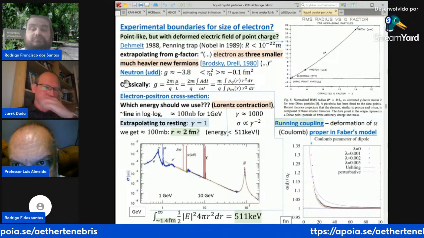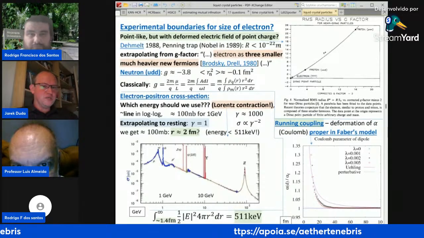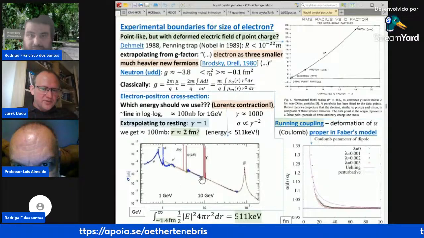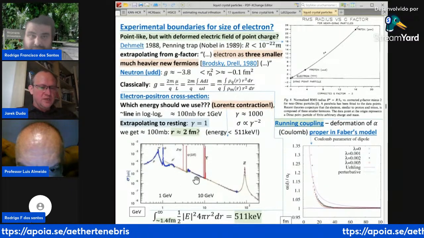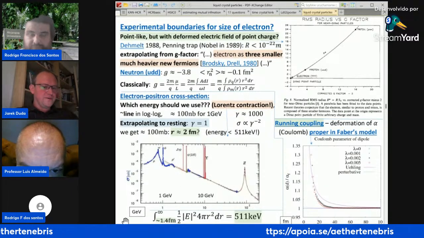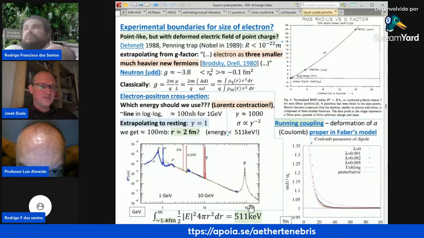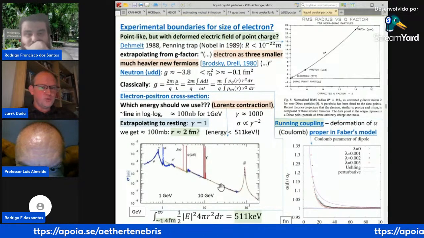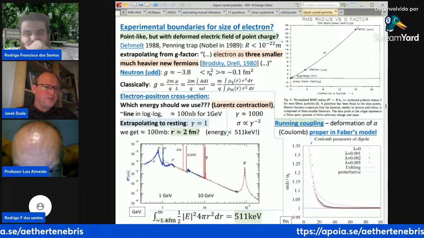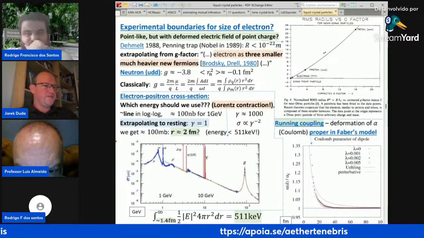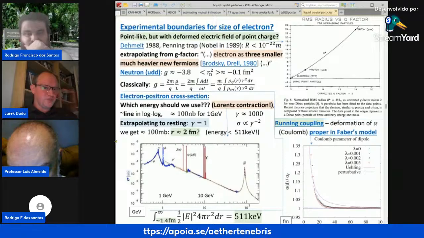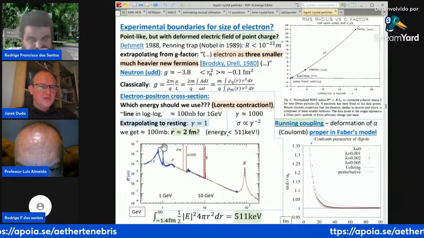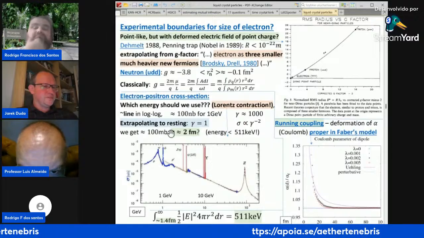The most serious, I think, is the electron-positron cross-section. Here is this cross-section of electron-positron. We can see that there is a line in the log-log plot, but this is very high energy, in GeV: this is 10 GeV, 100 GeV. But we are interested in the size of the resting electron. So we should take this line and extrapolate it to the resting energy, 2 times 511 keV, the mass of a resting electron plus positron. If we do it, we get like 100 millibarns. So it means like 2 femtometer distance.